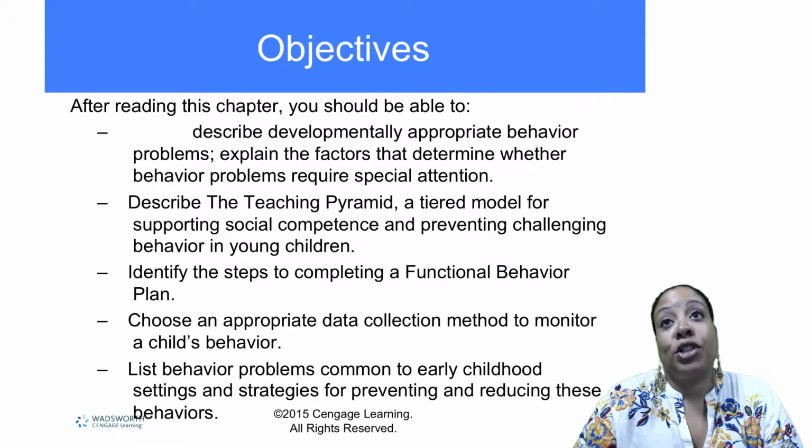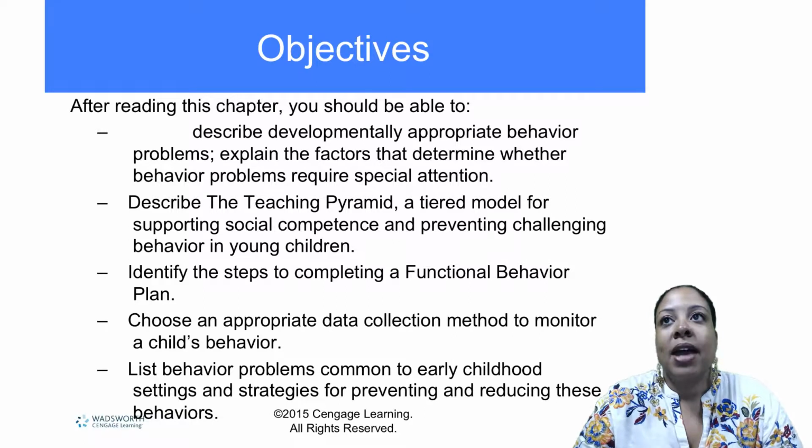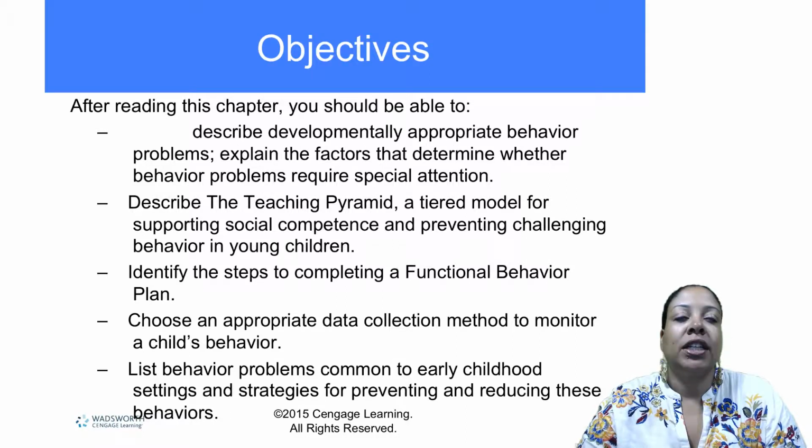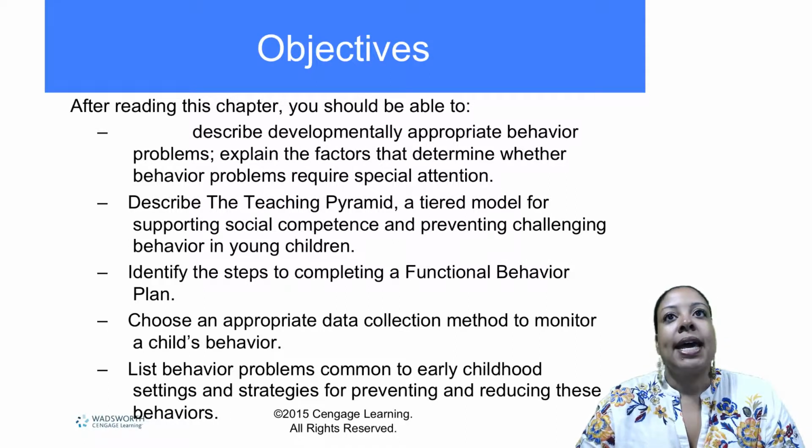Here are our objectives for Chapter 18. After reading this chapter, you should be able to describe developmentally appropriate behavior problems, explain the factors that determine whether behavior problems require special attention, because remember, some behavior problems are normal developmentally and expected and demonstrate typical behavior.